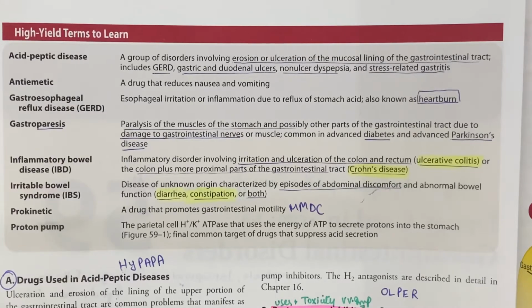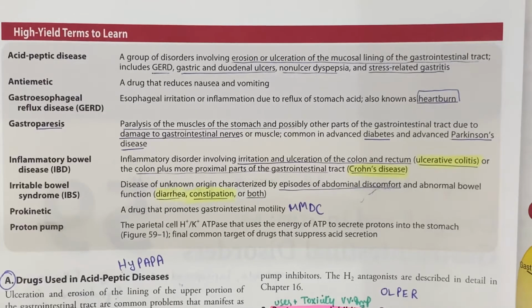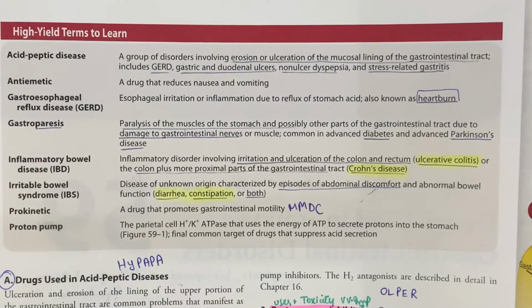Irritable bowel syndrome includes the disease of unknown origin characterized by episodes of abdominal discomfort and abnormal bowel function: diarrhea, constipation, or both. The patient has episodes of abdominal discomfort, then sometimes has diarrhea, sometimes has constipation, or sometimes both alternating with each other.